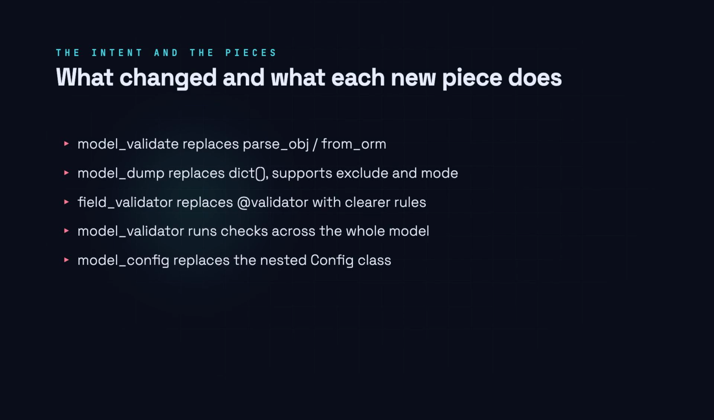First, model_validate is now the single method to construct a model from a dict or an ORM object. Second, model_dump is how you serialize a model back out, and it accepts useful arguments like exclude and mode. Third, field_validator is a decorator for per-field custom logic, and it has explicit before or after semantics, so you always know when it runs relative to Pydantic's own type coercion. Fourth, model_validator lets you inspect and modify the whole model at once. Finally, model_config is a plain ConfigDict-style class attribute that replaces the old nested Config class.